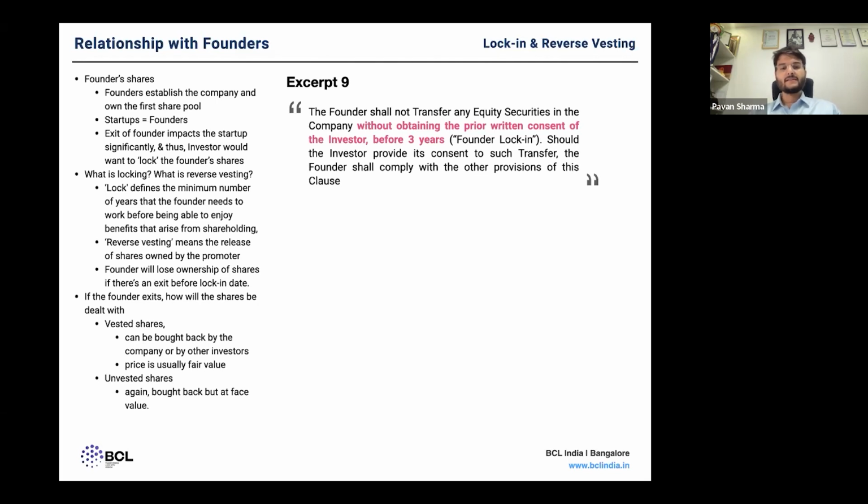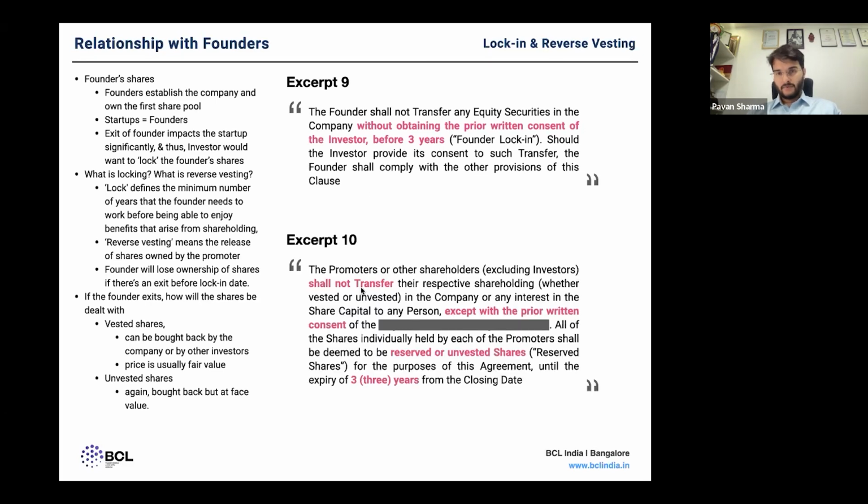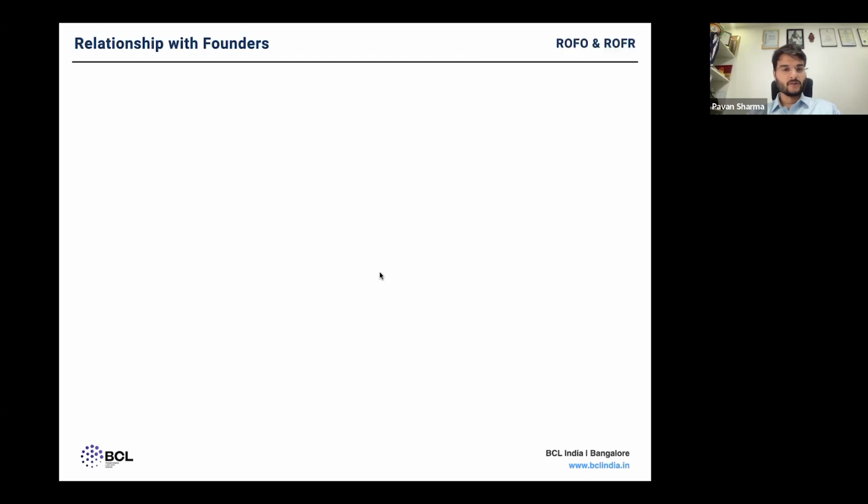Now, in the case of vested shares, the company can either buy them back or the investor can buy the shares from the founder, and those shares are usually bought at fair value, which is market value. Unvested shares are usually bought at face value, meaning the founder does not get any benefit by exiting the company. So two clauses. The first one I've covered, which is 3-year vesting. The second one, you'll see they use the words reversed, reserved or unvested shares, and these are shares for which the founder has not spent time with the startup. So this is the concept of lock-in and reverse vesting.